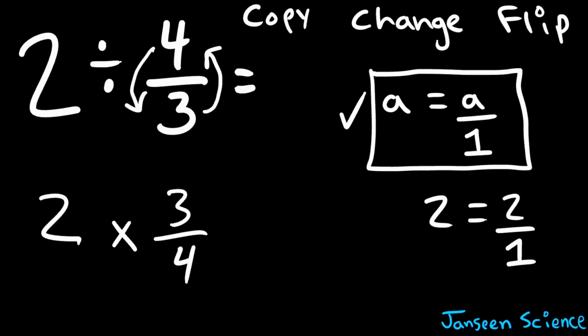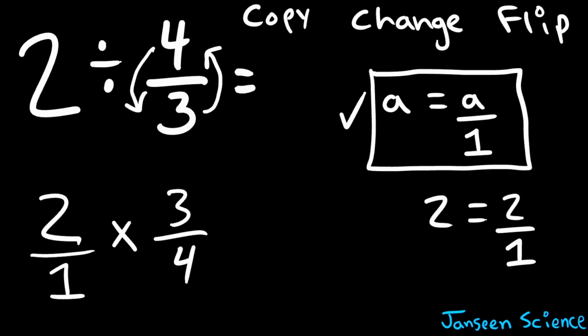Notice I am multiplying 2 times 3 over 4. Now, we want to turn this 2 into a fraction, so we're multiplying 2 fractions. And we can do that because the statement here, a equals a over 1, is true. 2 is the same as 2 over 1, which equals 2, and the number does not change. So 2 over 1 is what we write.